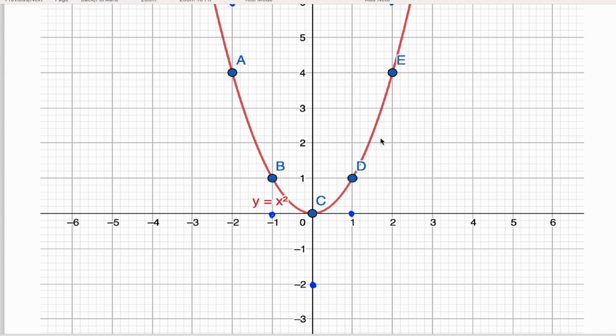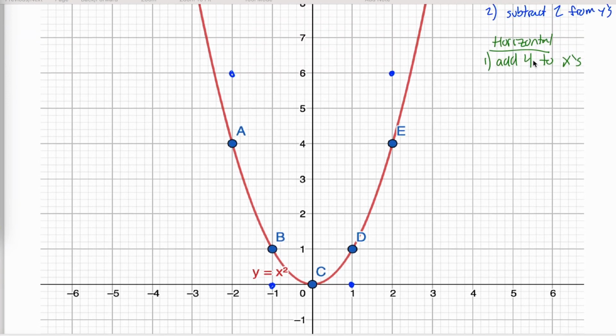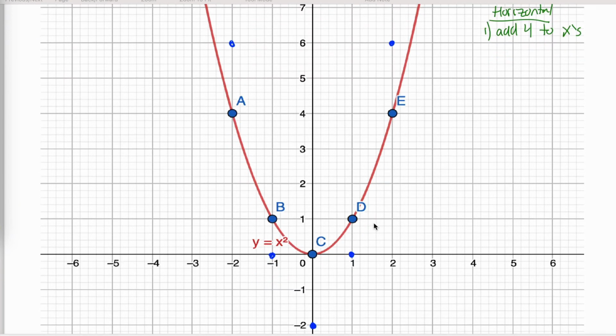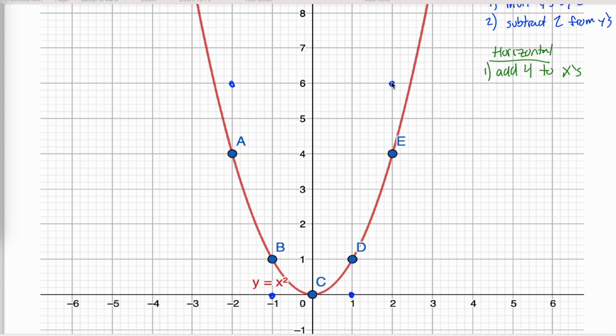You could connect these guys with a parabola shape, but I'm not even going to bother this time because this isn't my final answer. For my final answer, I have to add 4 to the x coordinates of each of these different points. This point has an x coordinate of 2. 2 plus 4 is 6. So this point that started at E and then moved up here to (2, 6) is going to end up way over here at (6, 6).